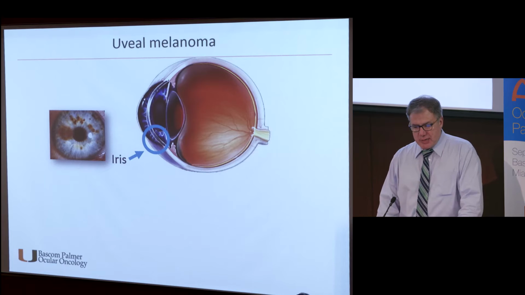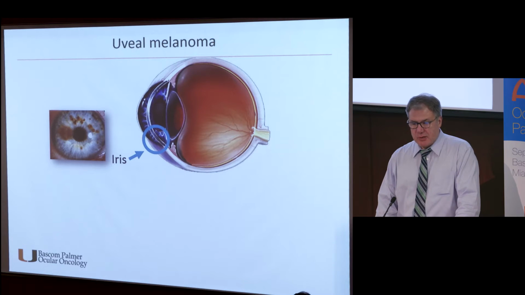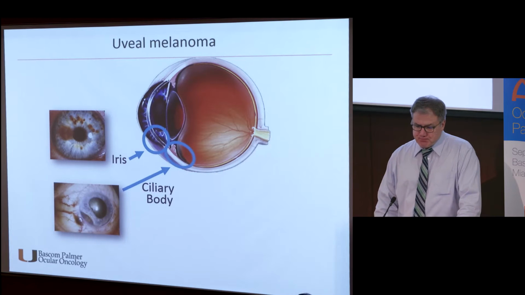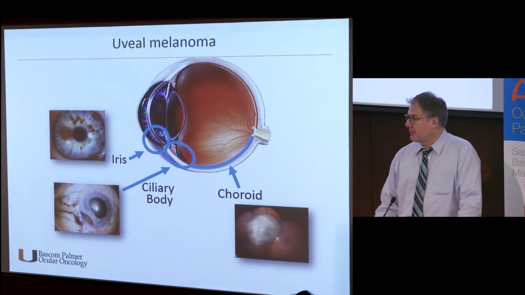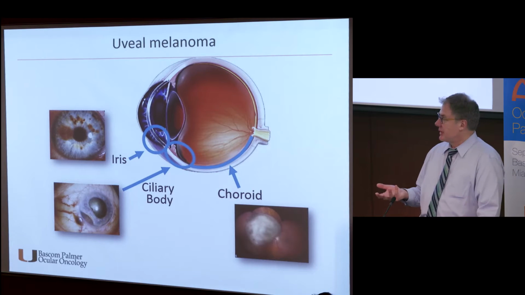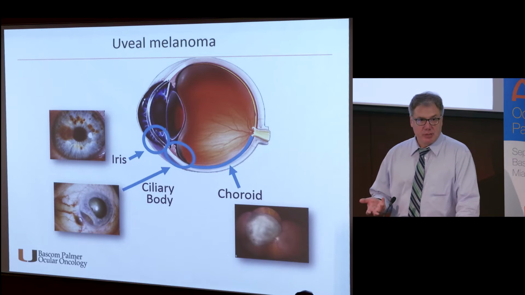But also part of that is the iris, the color part of the eye that you're all familiar with. Behind the iris is the ciliary body, and then connected to the ciliary body is the choroid. And melanoma can arise in any of these three structures and be called uveal melanoma.